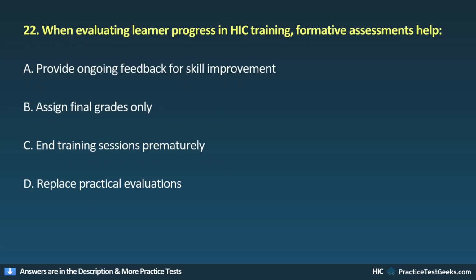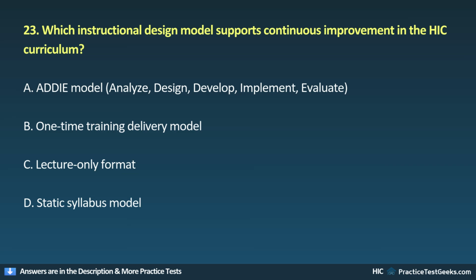22. When evaluating learner progress in tech training, formative assessments help: A. Provide ongoing feedback for skill improvement. B. Assign final grades only. C. End training sessions prematurely. D. Replace practical evaluation.